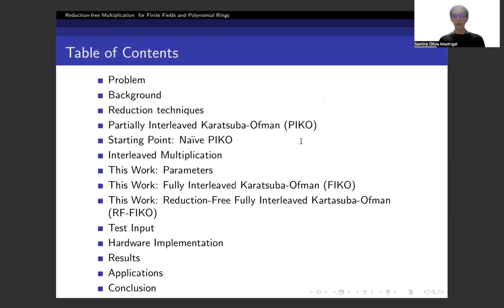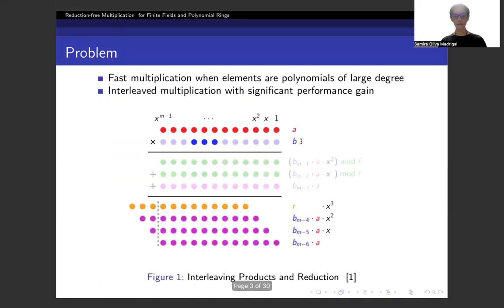Now, I will be going over what is the main problem that we are trying to solve, reduction techniques, the state of the art, and our starting point, how we developed our work, our test inputs, our hardware design, results, and applications. Now, to get started, what is the problem we are trying to solve? What is all this about?